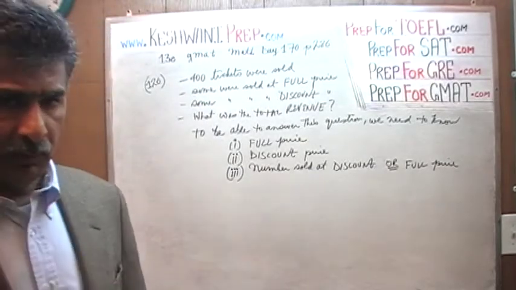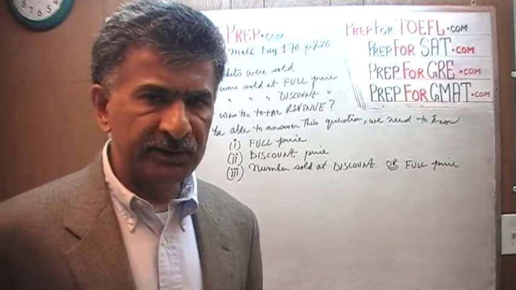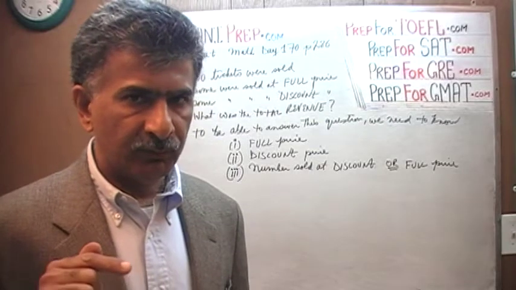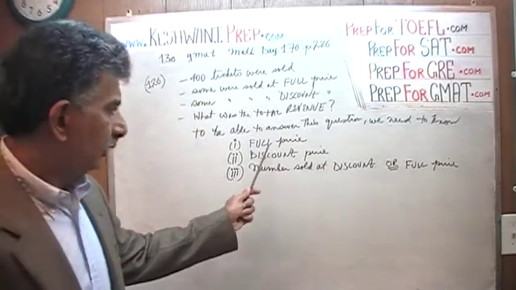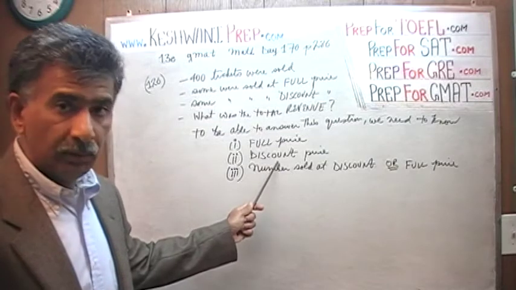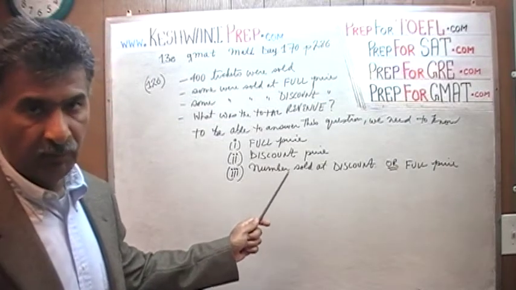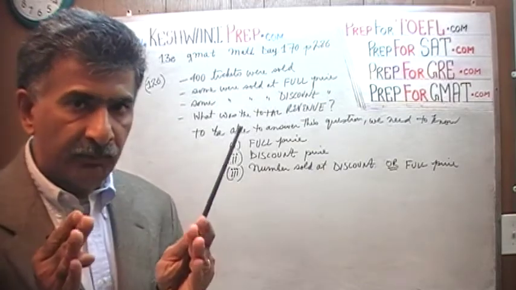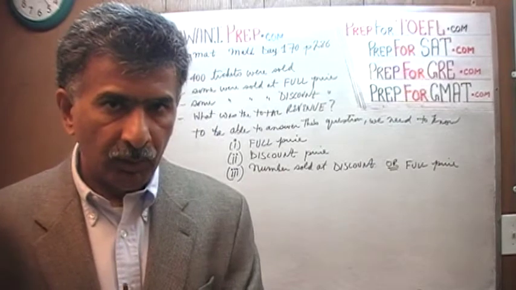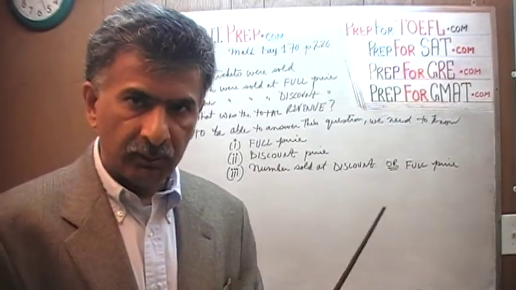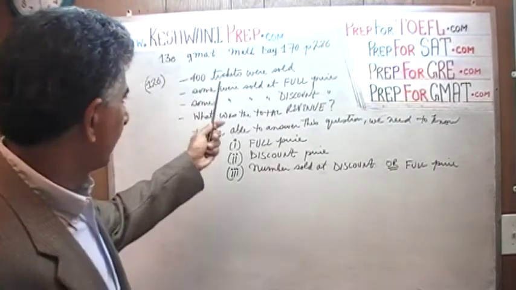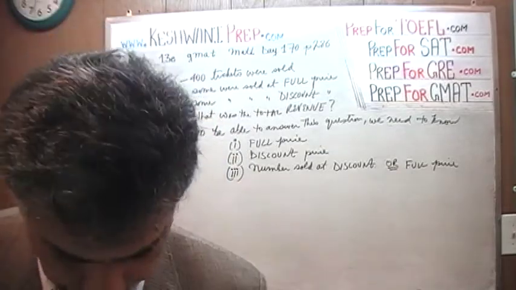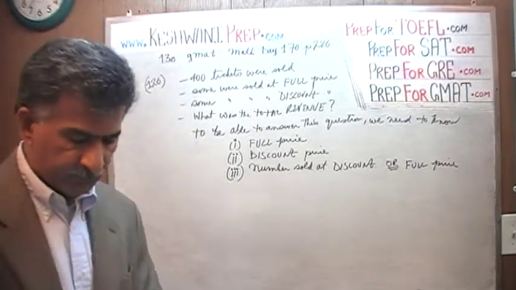Before we do any work at all, let's first understand what bits of information we need here in order for us to be able to answer the question as to what was the revenue that evening. We need to know the full price of the ticket. We need to know the discount price of the ticket, or what the discount was, 10%, 20%, what was the discount. And finally, we need to know either the number of tickets that were sold at a discount or the number of tickets that were sold at a full price, one or the other, because if we know one, we can subtract it from the 400 and figure out the other. These are the 3 bits of information we need. Let's see what they tell us in the 2 statements.